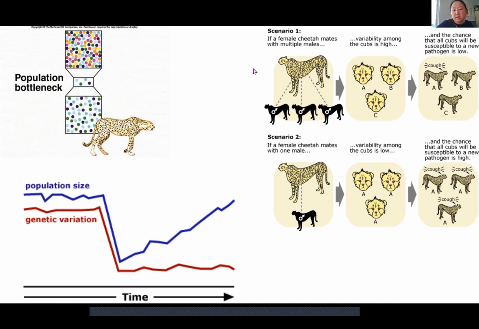You can see this is another way that it's shown: if a female cheetah mates with multiple males, there's variability amongst the cubs. So if a virus or some kind of sickness comes through, only one of the cubs is affected, but the other two cubs are not affected. So they go on and produce more offspring. While if a female cheetah only mates with one male, so say all the cubs are the same, if a virus sweeps through, they're all susceptible to it, right? So that makes their population really vulnerable.